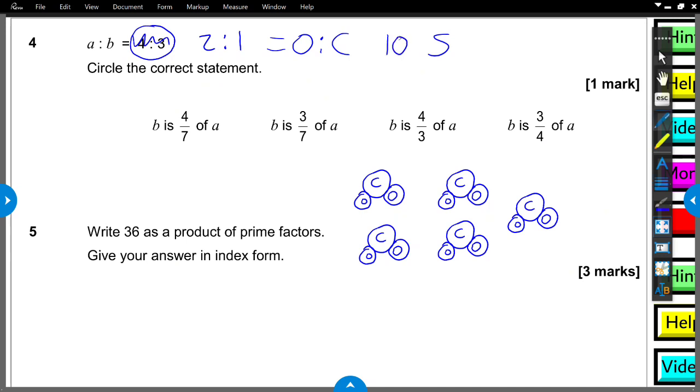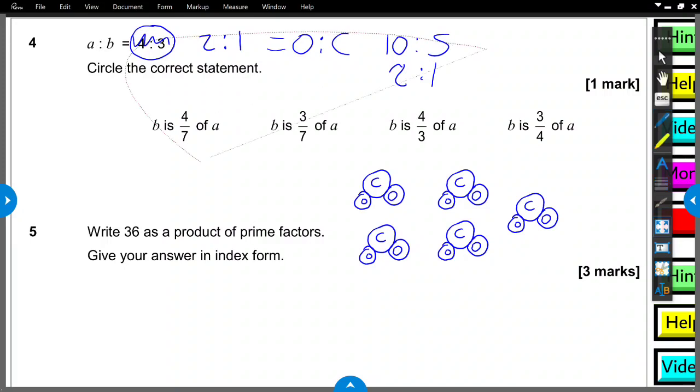So we have a ratio of 10 to 5. Now clearly that's the same as 2 to 1, because we've got the same proportion between the carbon and the oxygen. We can simplify down this ratio if we wanted to. So 10 to 5, we can divide the 10 by 5. That gives us 2. And we can also divide the 5 by 5. That gives us 1. So we can show that 2 to 1 is the same as 10 to 5.